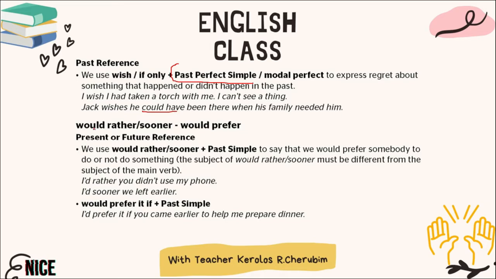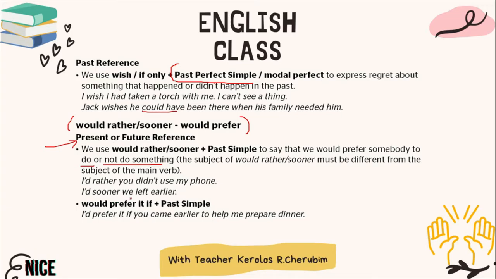Would rather or would sooner and would prefer. How do we use would rather or would sooner and would prefer? Like we said previously, we use them either in present or future. And in the upcoming slides, we will be talking about the past reference. We use would rather and would sooner plus the past simple to say that we would prefer somebody to do or not to do something. I'd rather you didn't use my phone. That means you used it already. Pay attention here that the subject of would rather and would sooner must be different from the subject of the main verb. Okay, I'd rather you didn't use my phone.